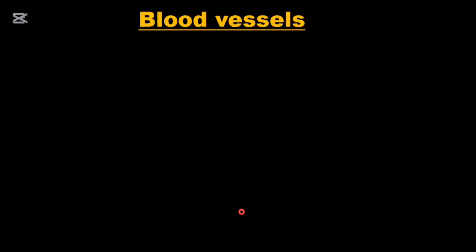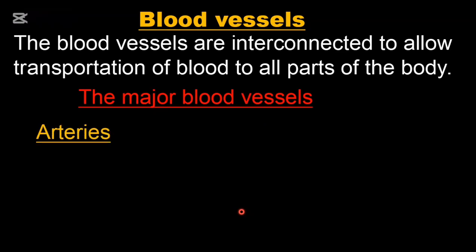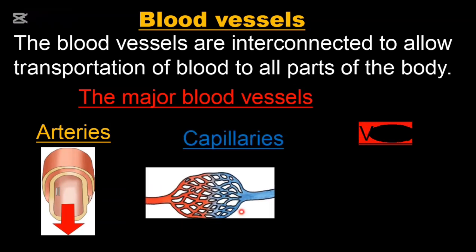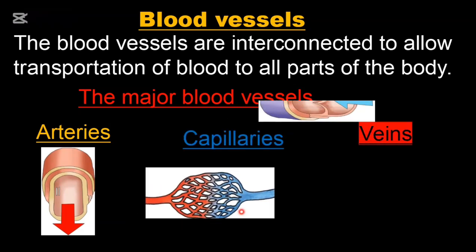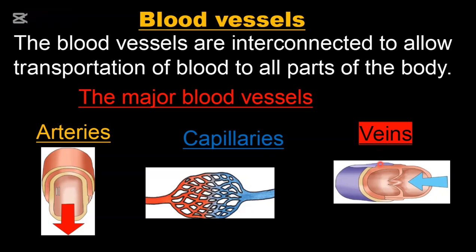Let's talk about the blood vessels. Blood vessels are interconnected to allow transportation of blood to all parts of the body. The major blood vessels are the arteries, this one. We have the capillaries, this one, and another major blood vessel is called the veins. Those diagrams show us how those blood vessels differ or look.